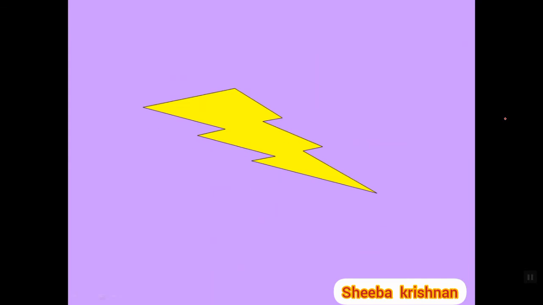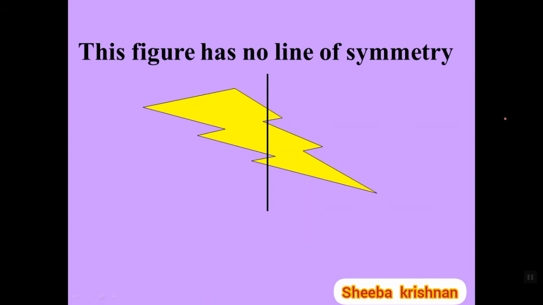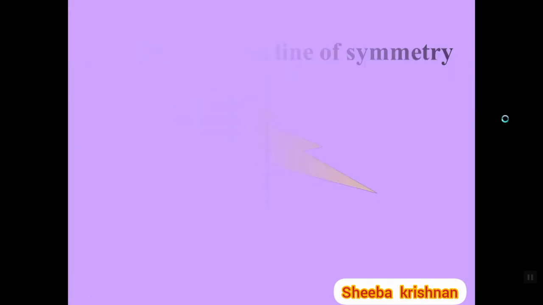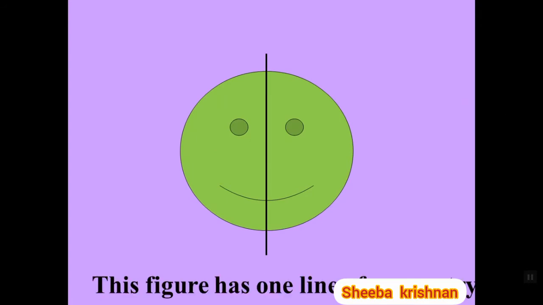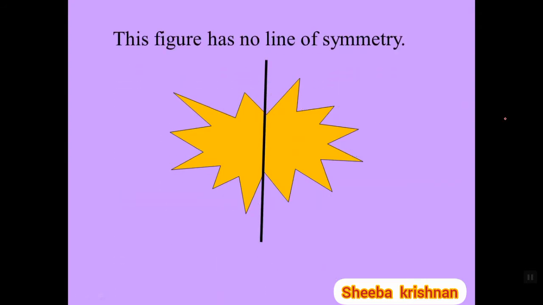What about this shape? Does it have a line of symmetry? This figure has no line of symmetry. What about this shape? Does it have a line of symmetry? Yes. What about this shape? It is not exactly the same, so no line of symmetry.